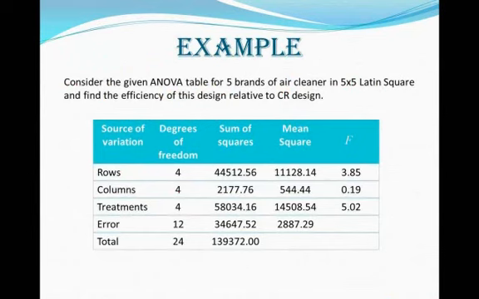Another example is, consider the given ANOVA table for 5 brands of air cleaner in a 5x5 Latin square, and find the efficiency of this design relative to CR design. CR design means completely randomized design. The ANOVA table is given in which the source of variations, degrees of freedom, sum of squares, mean square and F values are provided. By using the mean squares for rows, columns and error, we can find the relative efficiency of Latin square design to completely randomized design.